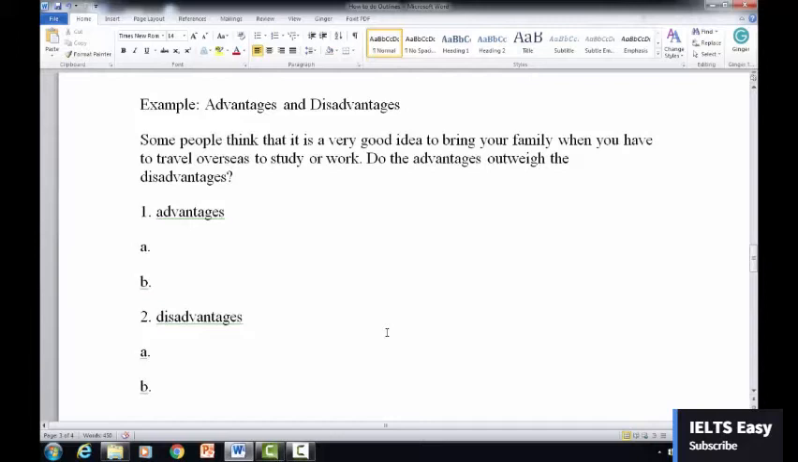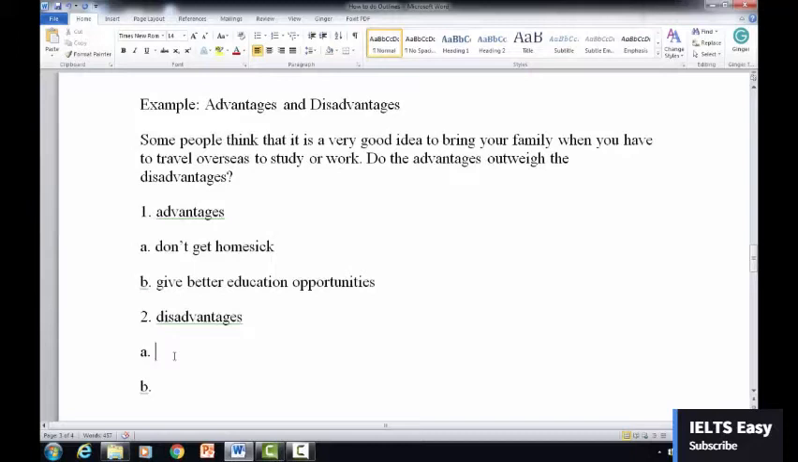Okay. So some advantages to bringing your family is you don't get homesick, and maybe you can give better education opportunities for your kids. All right, when you're doing an outline, you're thinking of these are the ideas I'm going to talk about. You're not writing sentences. All right, now what are some disadvantages to having your family with you?